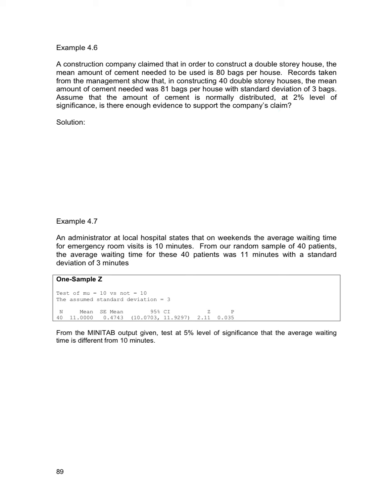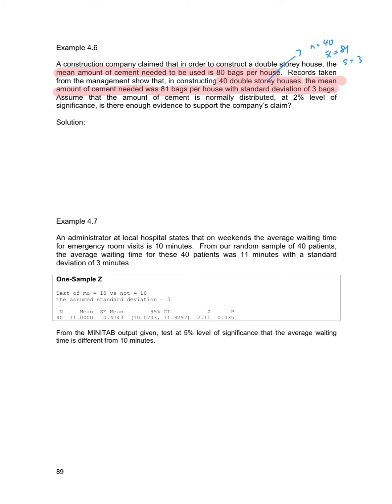Okay, what are the company claims? Company claims is mean amount of cement needed to be used is 80 bags per house. Okay, so this is the claims. So next we have another information. The mean amount of cement needed was 81 bags per house with standard deviation of 3 bags. Okay, the sample dia ambil adalah 40 double story house. So our n is 40. N equals to 40. X bar equals to 81. And standard deviation S equals to 3.